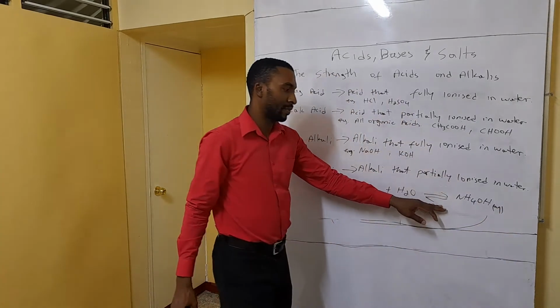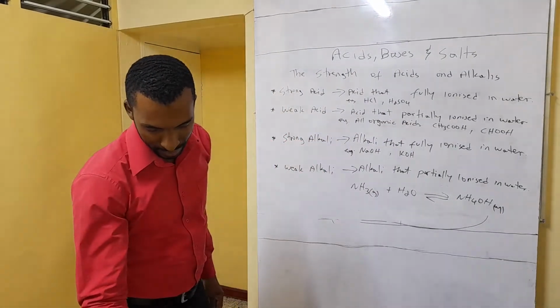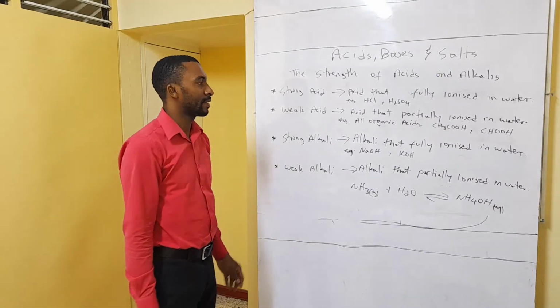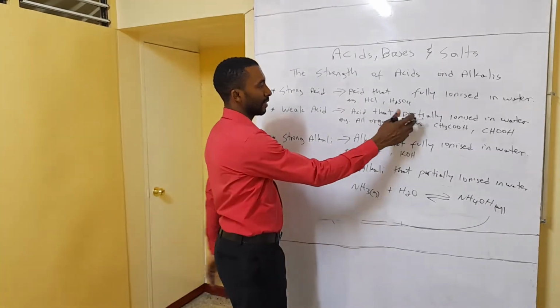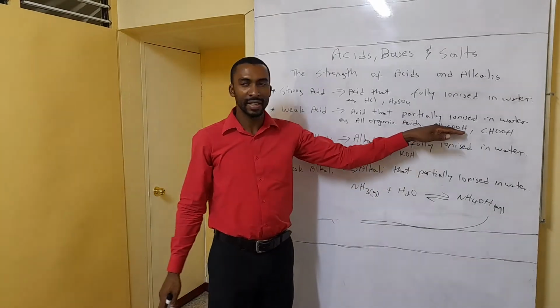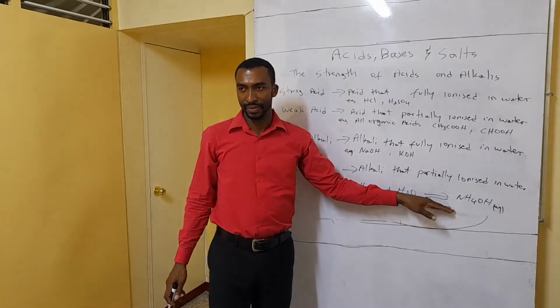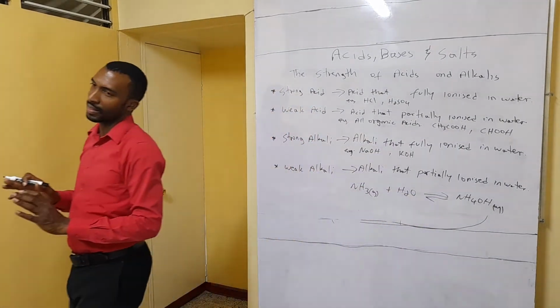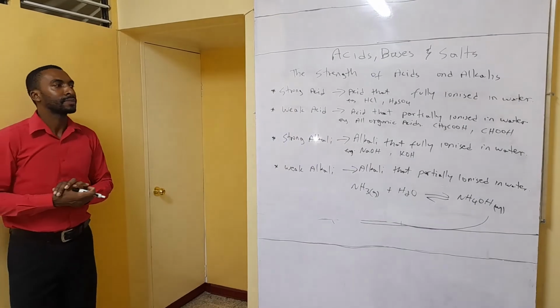You can still use the equilibrium sign, alright? To show that it's partially ionized, right? And the same thing we would use for ethanoic acid. The equilibrium arrow is what we would use when it's a weak acid or a weak base. Okay?